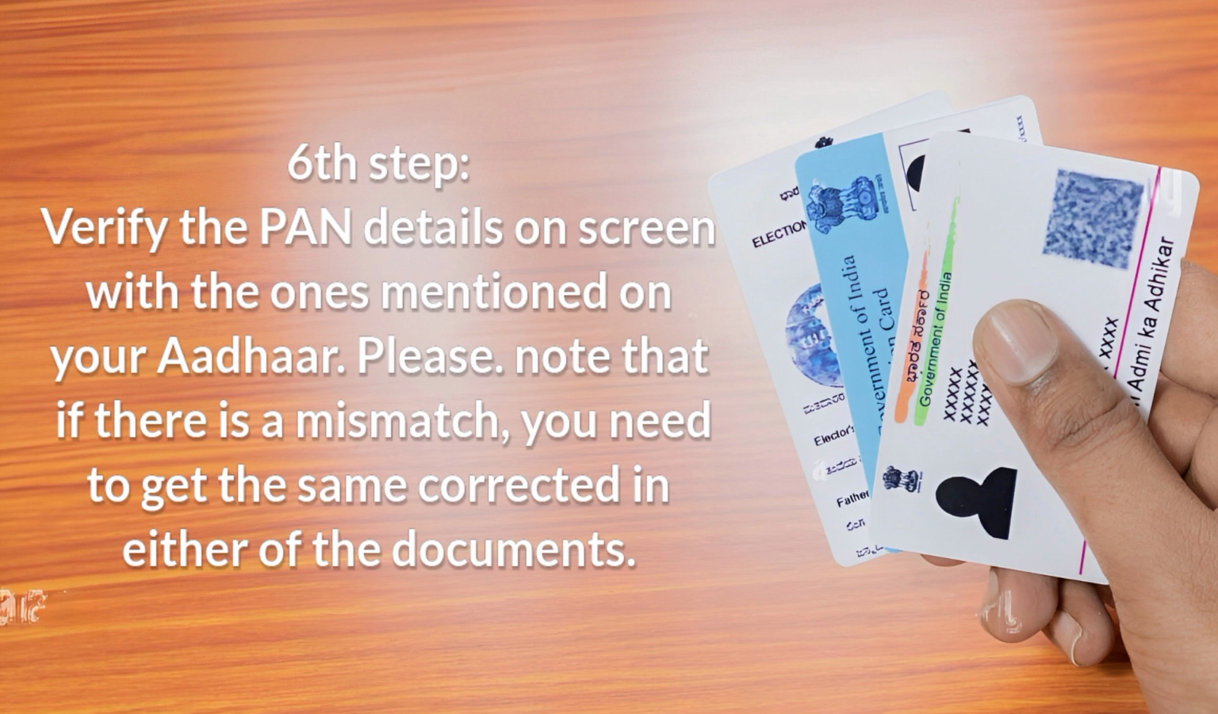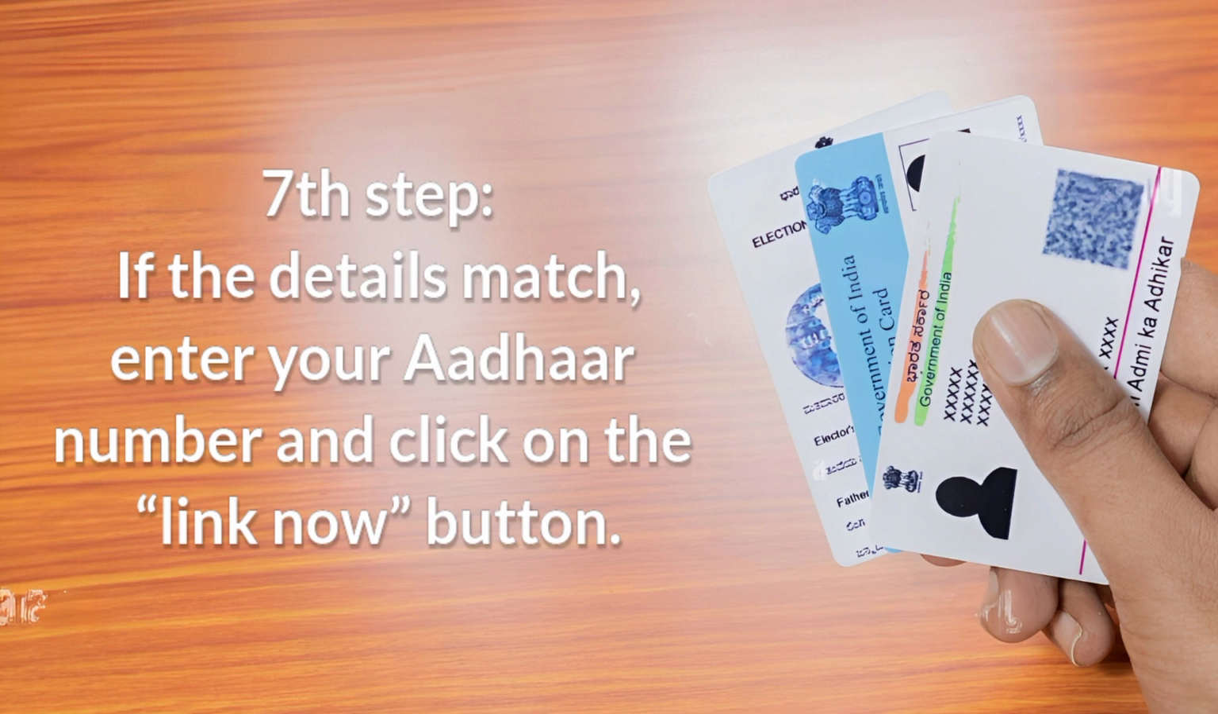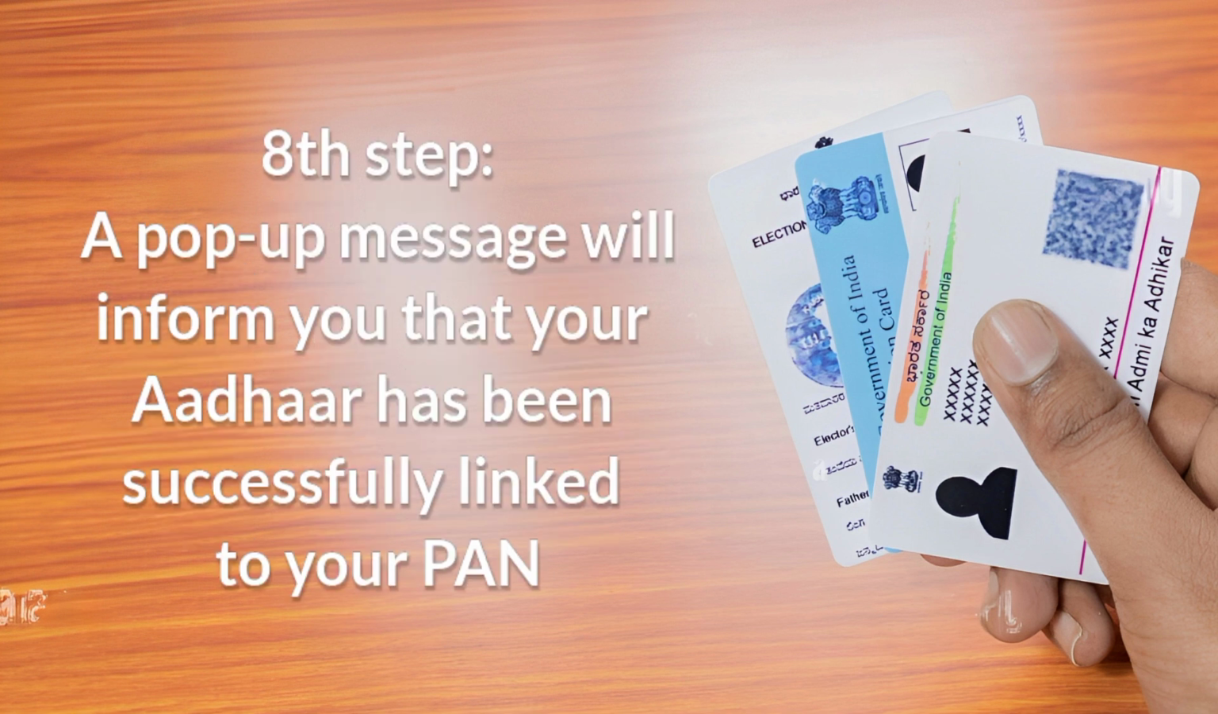Sixth step. Verify the PAN details on screen with the ones mentioned on your Aadhaar. Please note that if there is a mismatch, you need to get the same corrected in either of the documents. Seventh step. If the details match, enter your Aadhaar number and click on the Link Now button. Eighth step. A pop-up message will inform you that your Aadhaar has been successfully linked to your PAN.